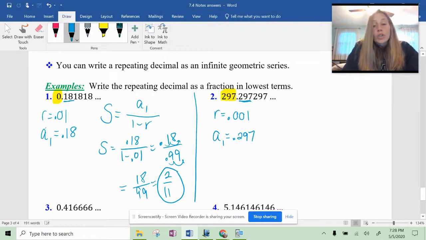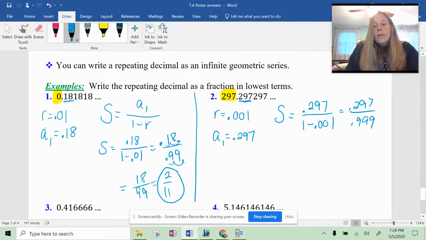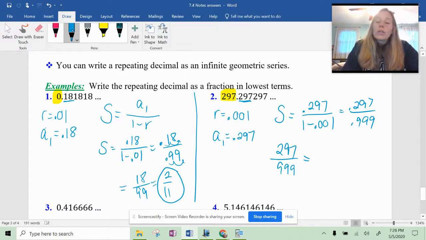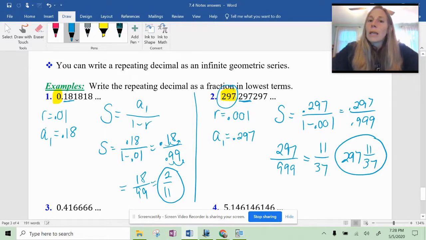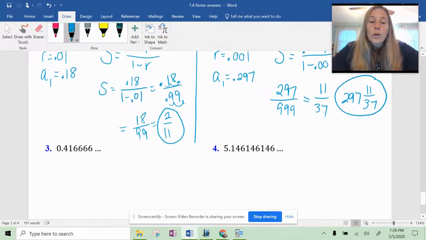Now, when you take a look at number 2, however, you have the sum, which is your 0.297 over 1 minus 0.001. So 0.297 over 0.999. Now, this one does simplify actually. So we have 297 over 999, which simplifies to 11 over 37. Now, don't forget, we had this 297 here in front, so that's really a mixed number of 297 and 11 over 37. So just don't forget to put that back in if there was a number in front of the decimal.